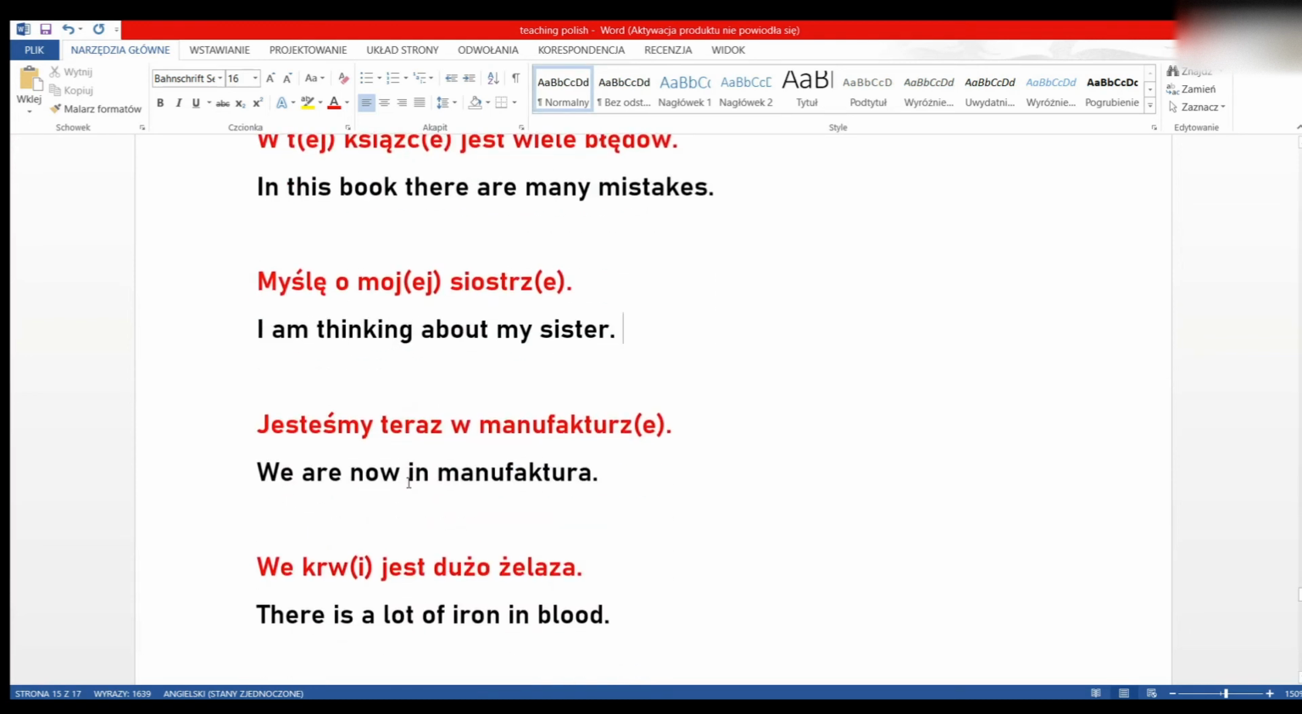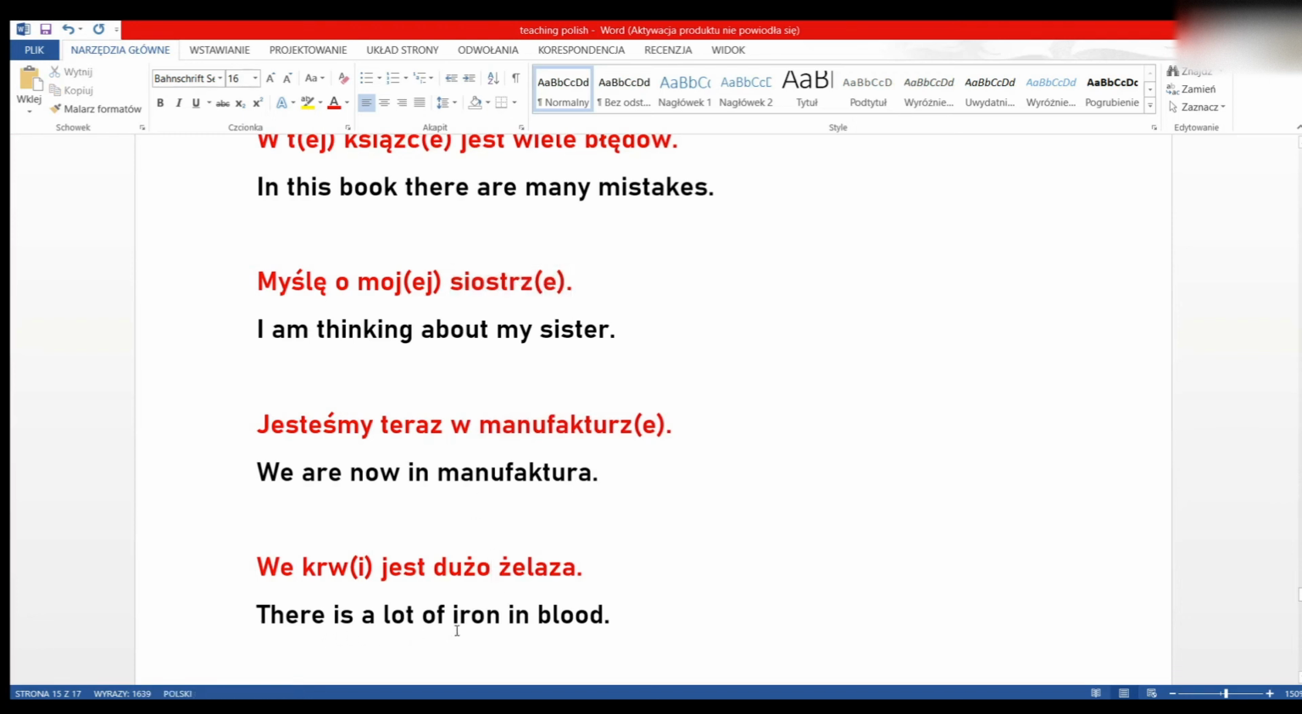We are now in Manufaktura. There's another example for ra, the ending of RNA. Manufaktura is a place in Poland, a beautiful place that was renovated 10 years ago. So, jesteśmy teraz w manufakturze. So, that's the form, the same as here.